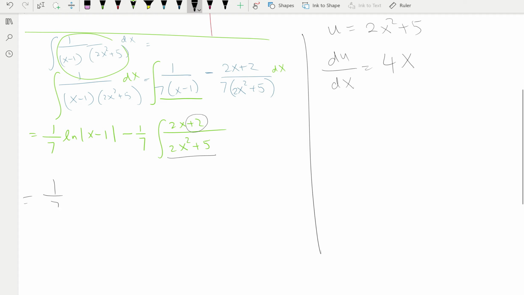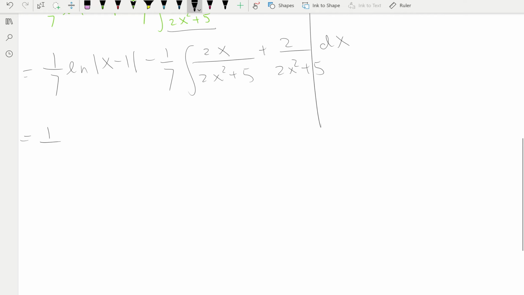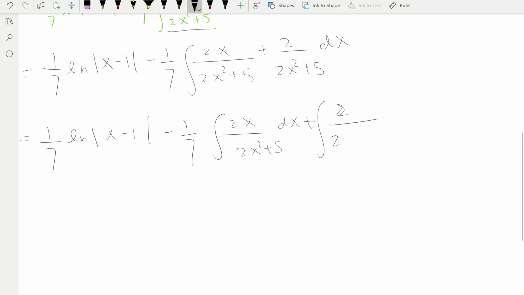So as we did in the previous problem, we split the rational function. Okay, so let's split it. So we have 2x over 2x square plus 5 plus 2 over 2x square plus 5. We have to integrate with respect to x. Alright, so now what we do here is, let's integrate these two terms, functions, separately. So let's first integrate 2x over 2x square plus 5 and then later integrate 2 over 2x square plus 5.